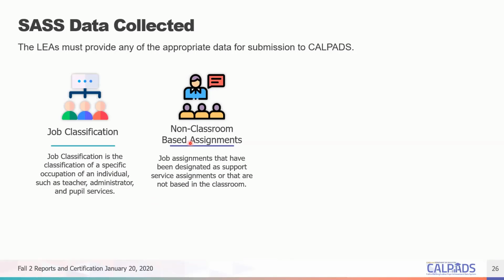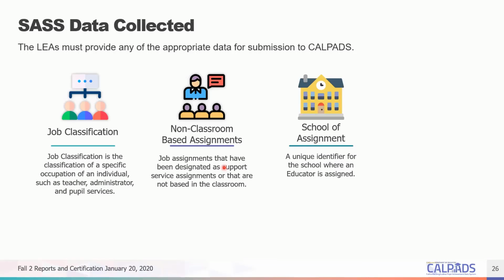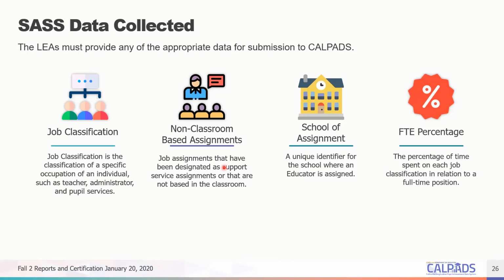Of course, teachers can also be assigned a non-classroom based assignment code if they're not teaching or they're teaching and doing a non-classroom based assignment at the same time. And then you have your school of assignment to identify to what site these teachers are assigned to. And then the FTE percentage, which determines the percentage of time of each job classification in relation to a full-time position. Basically, this is the percentage of time that your staff member is performing their duties.